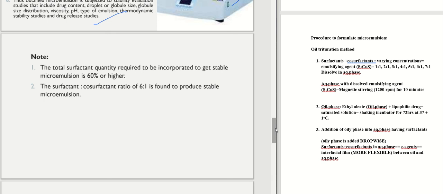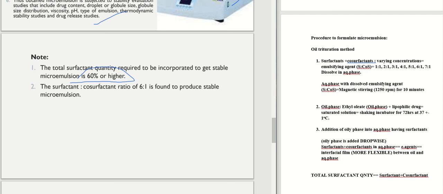Normally, the total surfactant quantity here implies the surfactant and co-surfactant. So the combination of surfactant and co-surfactant should be 60% or higher based on the formulation. Generally, the total surfactant quantity required to get a stable microemulsion would be 60% or higher than that.